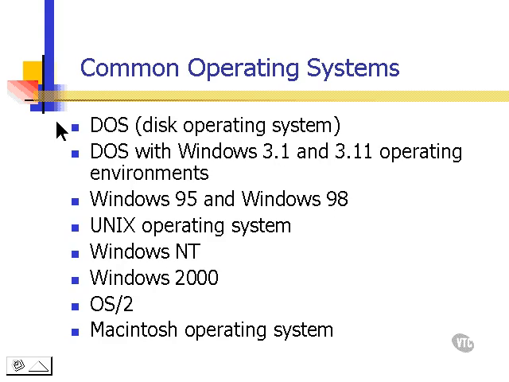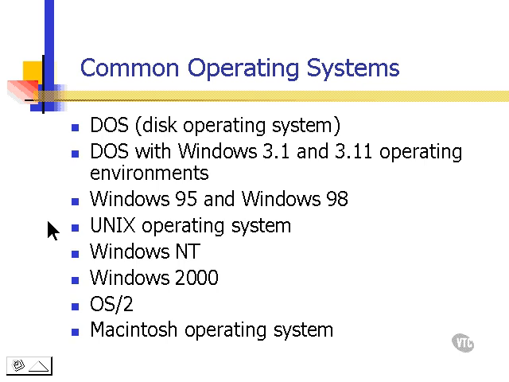Common operating systems that we use are DOS, one of the first operating systems, called Disk Operating System. DOS with Windows 3.1 and 3.1.1 operating environments. Windows 3.1 was the original Windows and was, for some people, the first time that they used a multitasking operating system which allowed them to do more than one thing. Also was the first time that a lot of people used a mouse. Windows 95 and Windows 98 are the newer operating systems that have more features than Windows 3.1 and 3.1.1. We'll be discussing all of these operating systems in greater detail in later lessons.